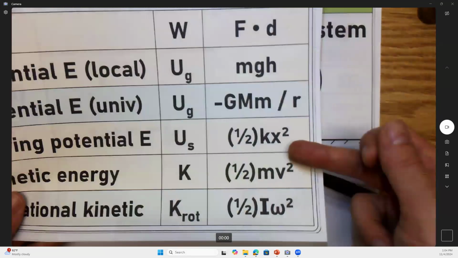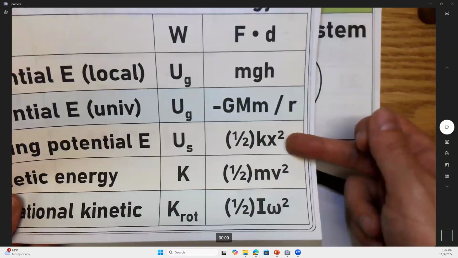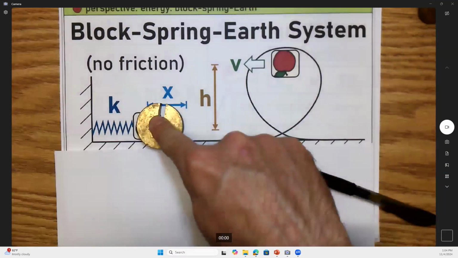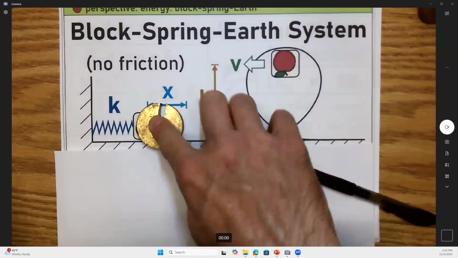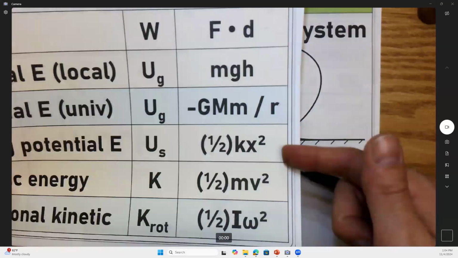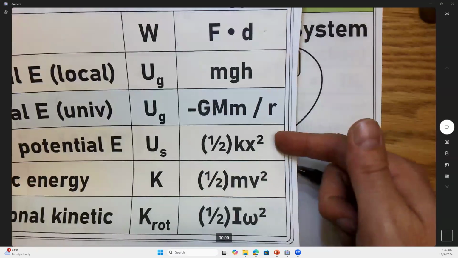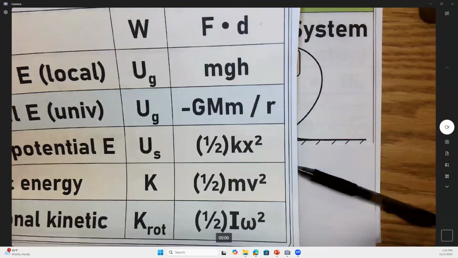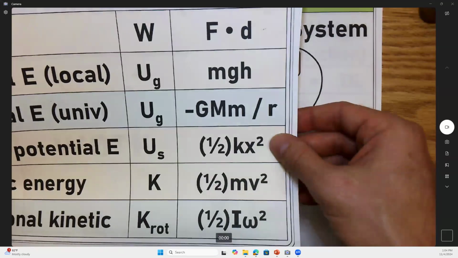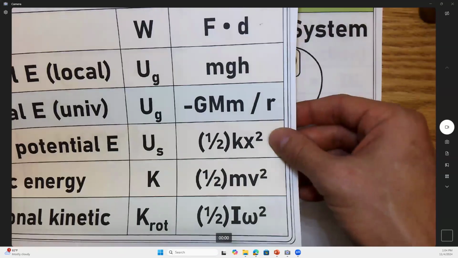It's this right here. It's 1/2 kx squared, okay? So the amount of force it takes to hold it there is kx, but you don't care about that so much. You care about the energy stored in the spring, which is 1/2 kx squared, which is also the amount of work that it took to compress it there in the first place, right?